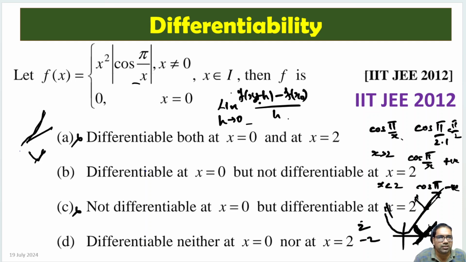f(x₀) is nothing but f(x₀ + h), meaning f(0 + h). x₀ is 0 here. We are talking about 0. 2 is already done. f(0 + h), 0 plus h is anyway h. So this is nothing but f(h).